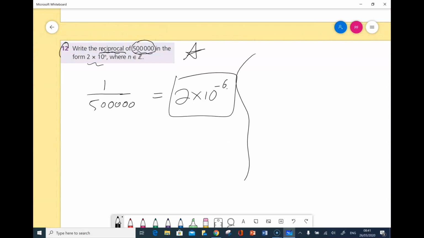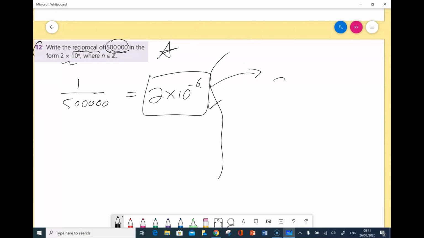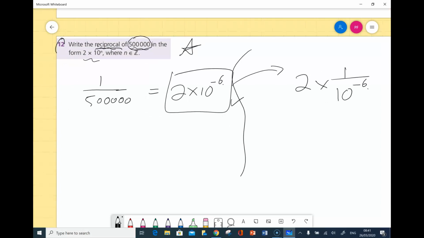That's the correct answer. But just exploring that a little bit more, what does that mean? 2 by 10 to the power of minus 6. So it's 2 multiplied by 10 to the power of minus 6. The minus means it should be on the other side of the line. 1 over 10 to the power of minus 6. Okay, so how would we even get there?